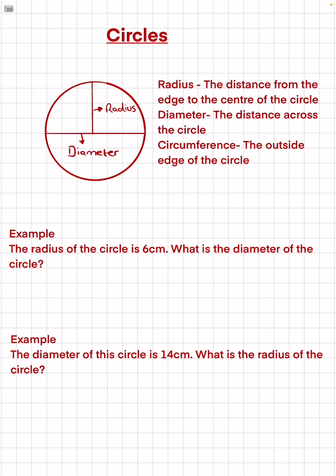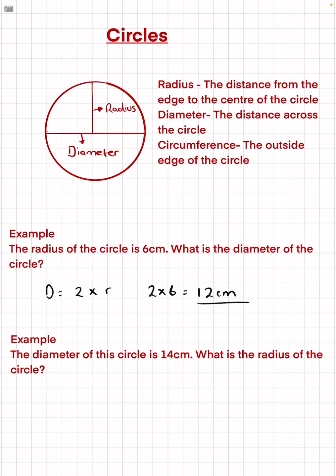In this example, it says the radius of the circle is 6 centimeters. What is the diameter of the circle? We know that the diameter is double the radius, so we can write this as diameter equals 2 times the radius, which is 6 centimeters. So 2 times 6 equals 12 centimeters. So the diameter of the circle is 12 centimeters.